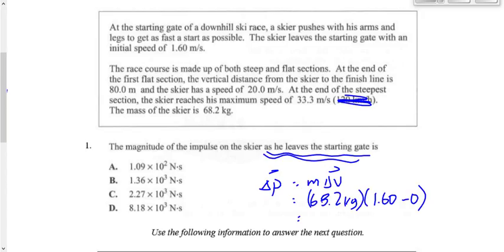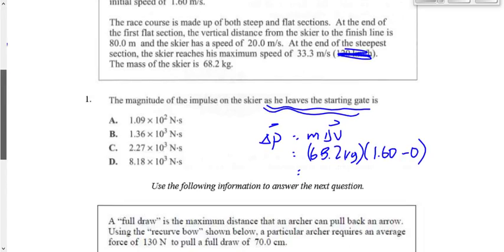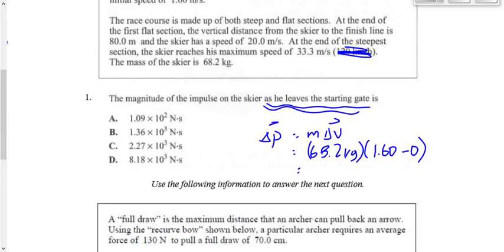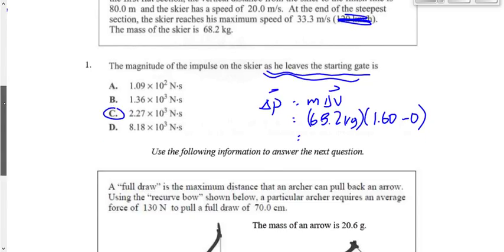The actual initial speed in this whole problem is 0 because he's at rest, right? Now, the initial speed going down the hill is 1.6, but that's the final speed if we're talking about the gate. I don't know if they called it the initial speed just to see if we could interpret that or to throw us off. But recognize that just because they call it the initial doesn't mean it is the initial for the part of the problem that we're dealing with. Okay, it is the final. We do the math there, works out to be C, 2.27 times 10 to the 3 newton seconds.